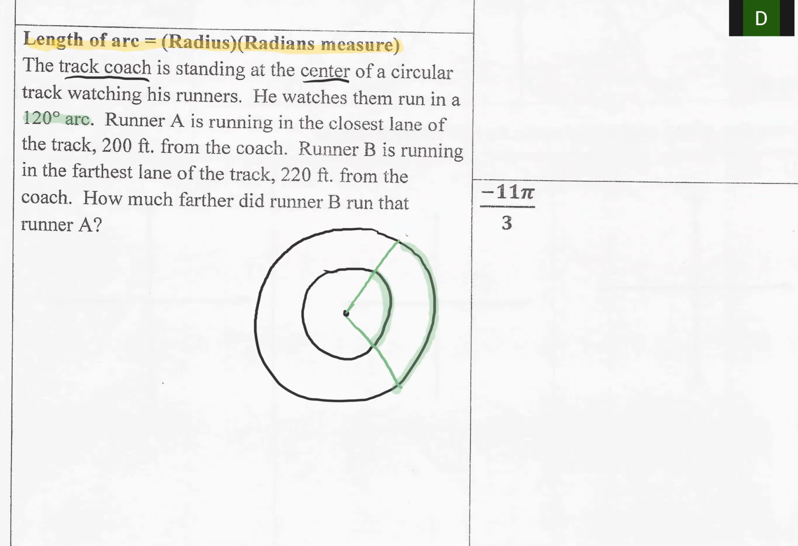So runner A is in the closest lane. So I'll say runner A is right here. And then runner B is in the farthest lane. So out here it would be runner B. So you can see that, this is why radians are important, even though A and B are both running 120 degrees, person B has to run farther because they're in the outside lane if they're covering a 120-degree span. So it says person A is 200 feet from the coach. So this distance right here is 200.